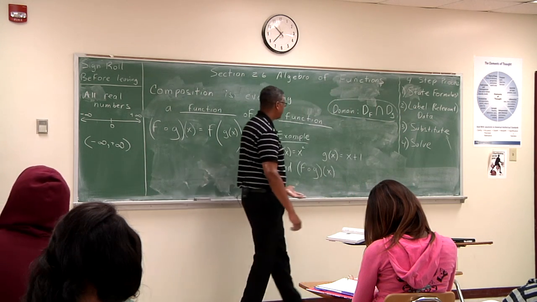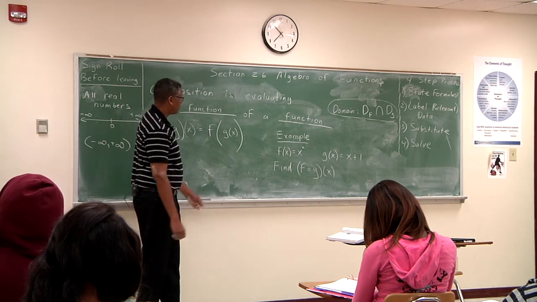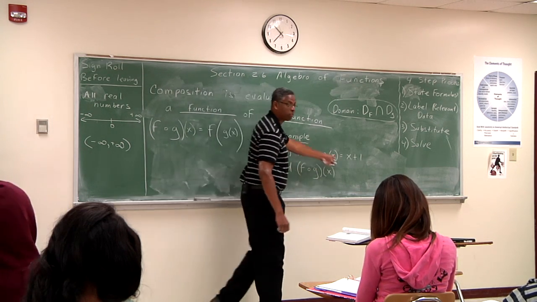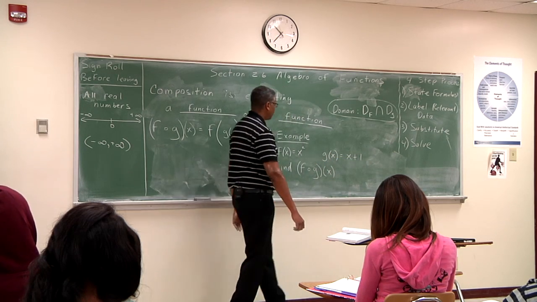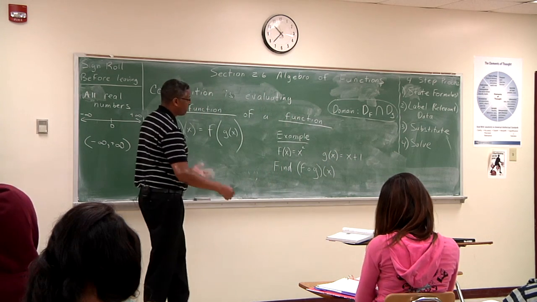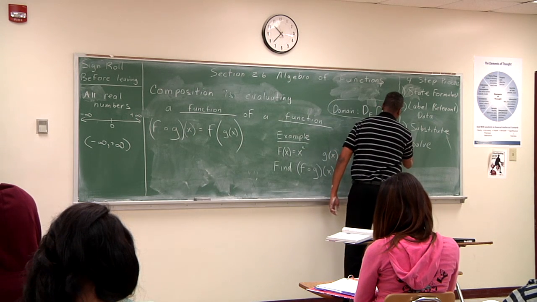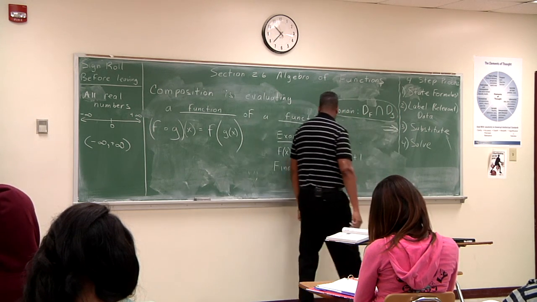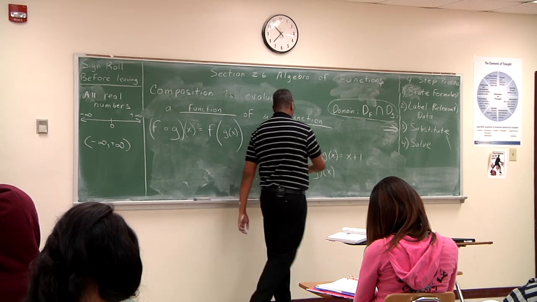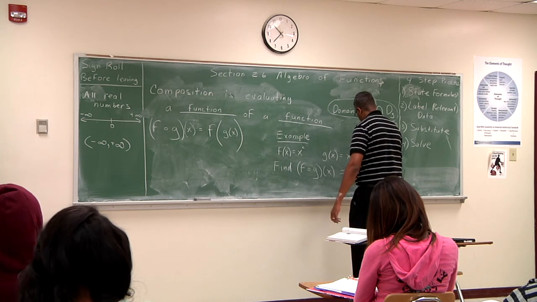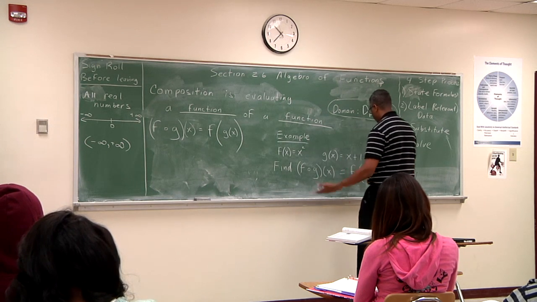We're going to label the relevant data. Well, it's already labeled for you, right? f of x equals x squared, g of x equals x plus 1, right? We're going to substitute, because remember I told you at the beginning of class, the key thing we're going to be doing today is substitution. So if you substitute, you're going to get f at g of x.